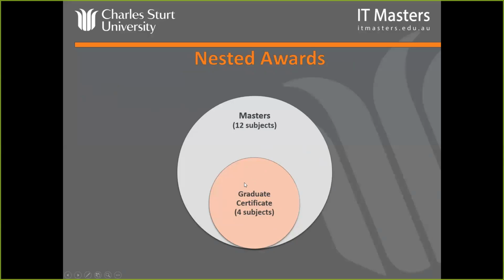Those 4 subjects are credited, leaving 8 subjects to get your master's. So there's absolutely no disadvantage whatsoever in coming in via that route. In fact, in some ways, you get an extra award, so it's good. And you can elect to do that as well. You don't have to go straight into the master's, even if you're eligible. You can come in via that grad cert pathway, which is often a good way to test out the course.